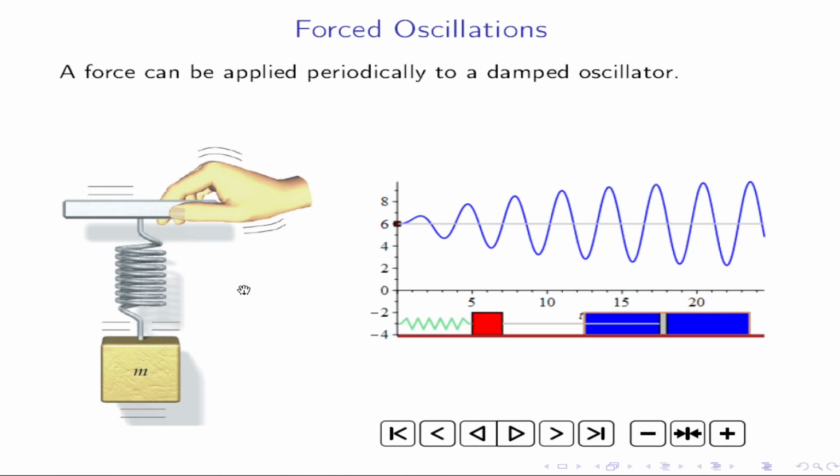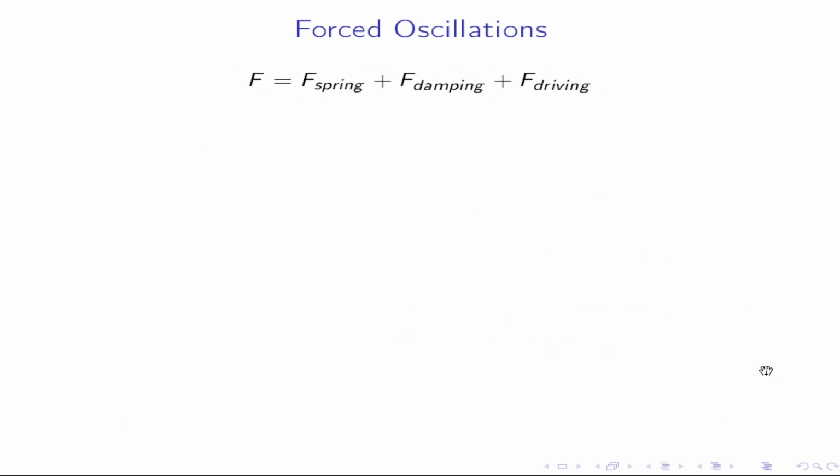A force can be applied periodically to a damped oscillator. Here we are giving an external force to the spring so that it oscillates with a higher amplitude. We are giving an external oscillatory force so that the spring continues with its oscillation. In forced oscillation, we have spring force, damping force, plus an additional driving force, that is the external force. Therefore, m d square x by dt square is equal to minus kx minus b dx by dt plus the driving force, given by f0 cos omega t.